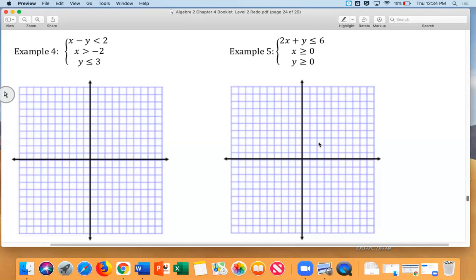So x minus y is less than 2. So when you solve that, you get y is greater than x minus 2, right? So y is greater than. So you're right.